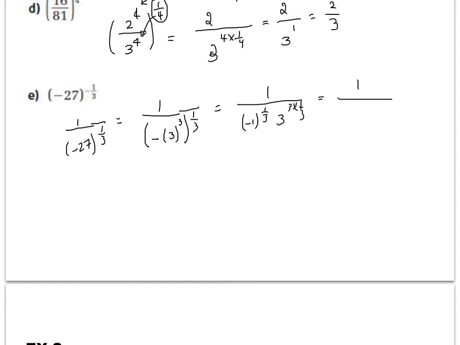Now negative 1 exponent 1 over 3 is going to give me negative 1, and 3 exponent 3 times 1 over 3 is just 3 exponent 1, so the answer is negative 1 over 3.